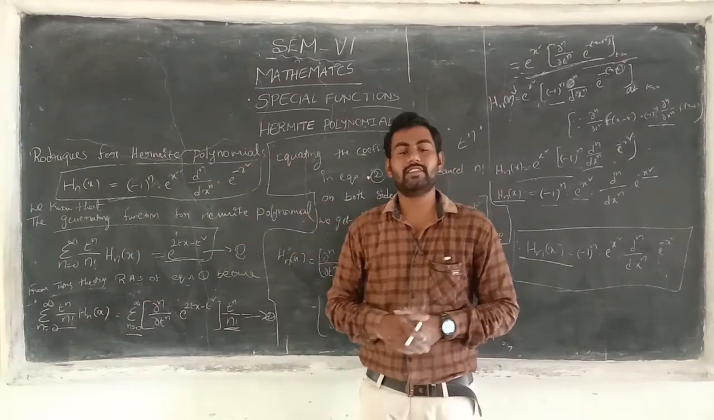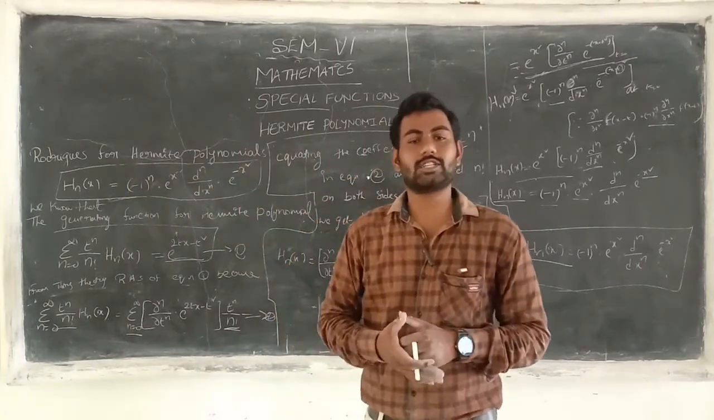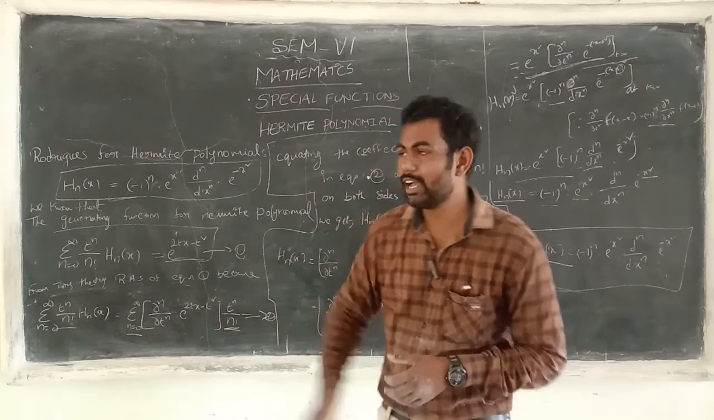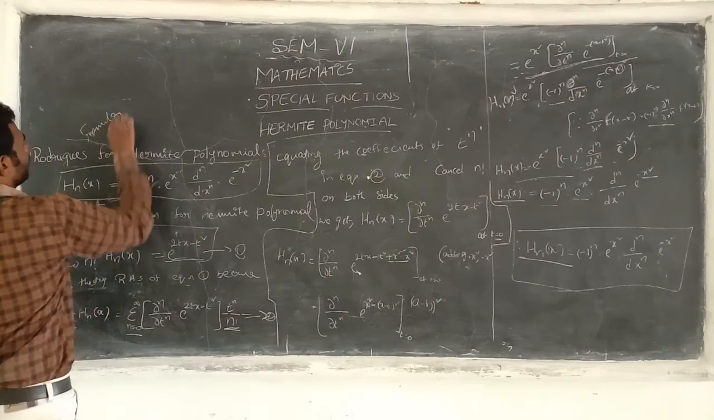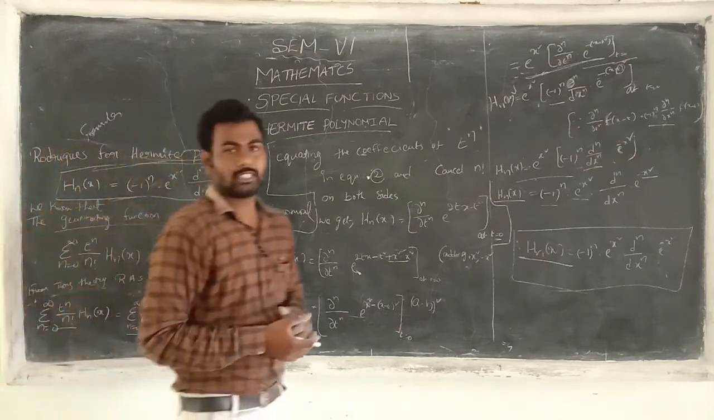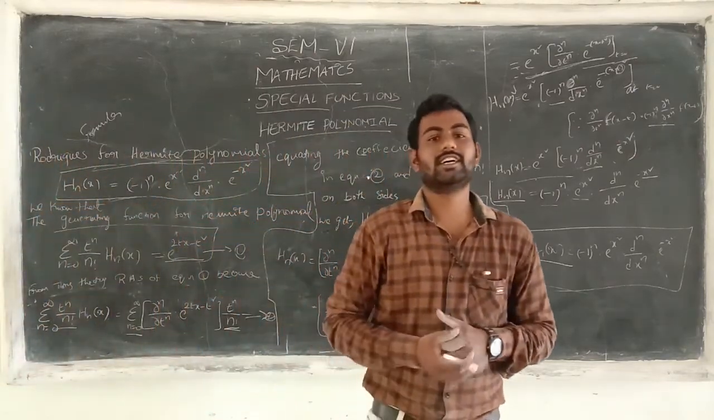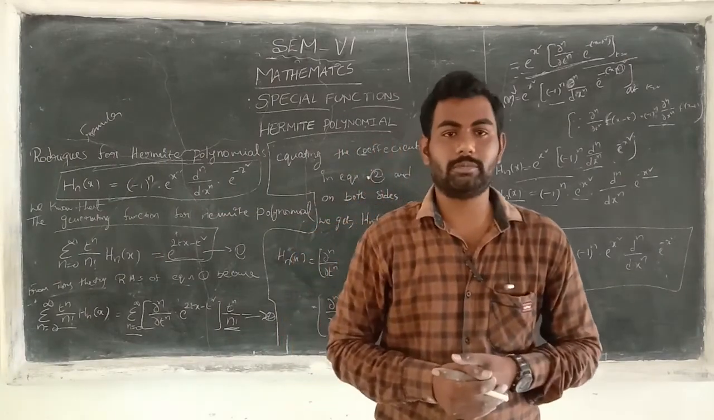So today we learned two topics. The first one is orthogonal properties of Hermite polynomials, and the second one is Rodrigues' formula for Hermite polynomials. So this is the topic. And in the next class we will learn one more topic. Okay.